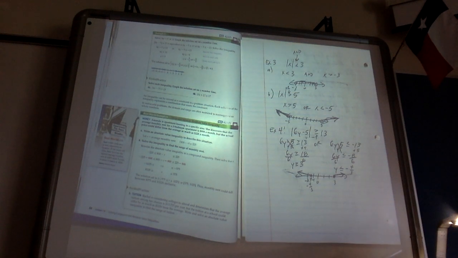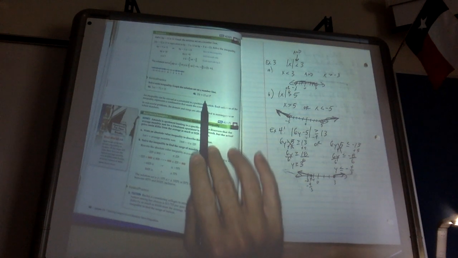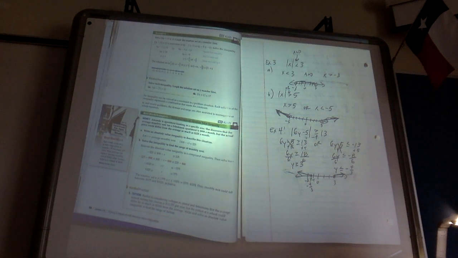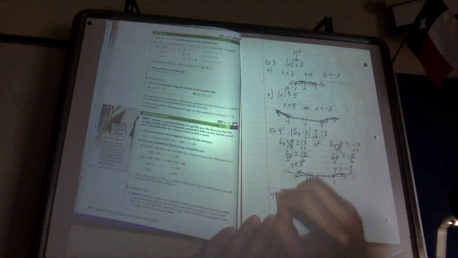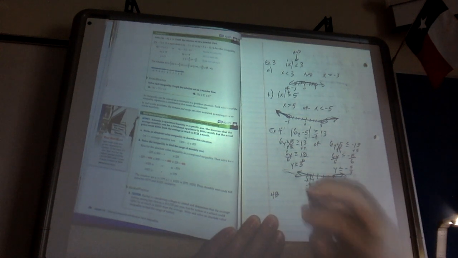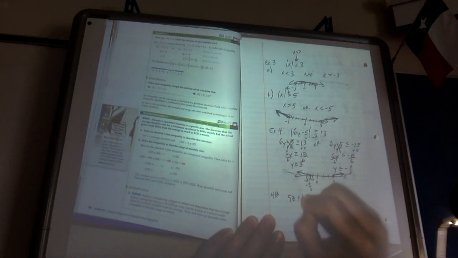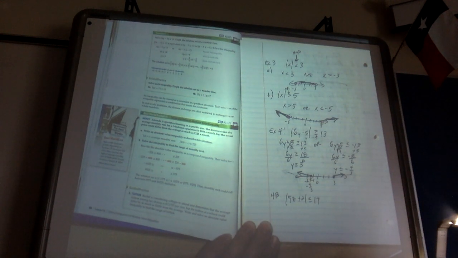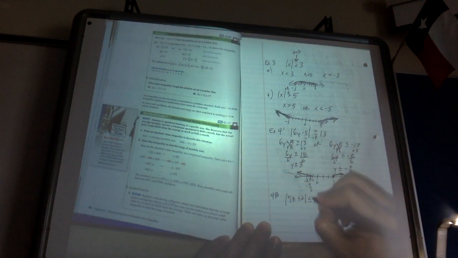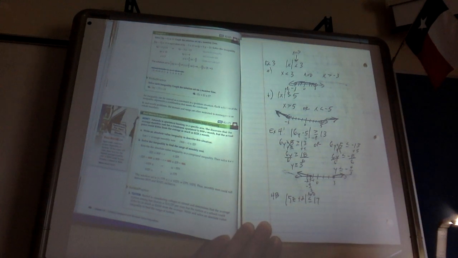I'm going to do one more that's a less than and make sure we're good. So go to guided practice 4B right here, almost right in the middle of page 44. So this is 4B, guided practice. Here we go. 5z plus 2, the absolute value of that is less than or equal to 17. So now I've got a less than. I'm thinking, hey, this is probably an and inequality.